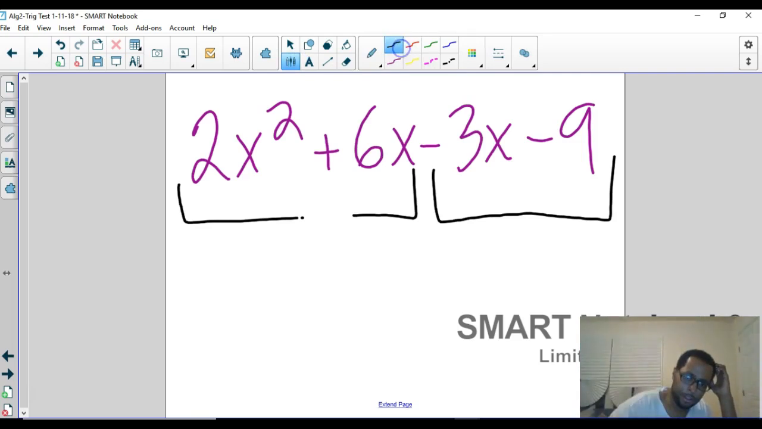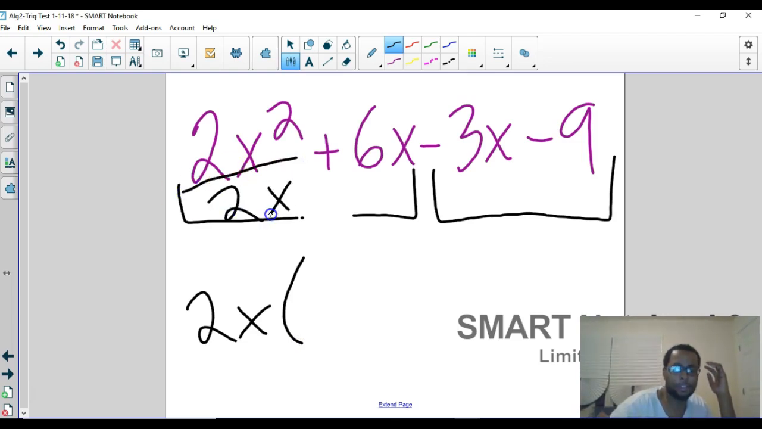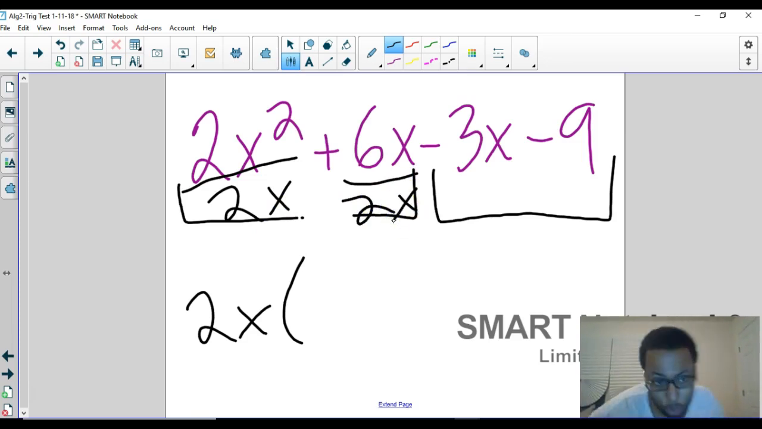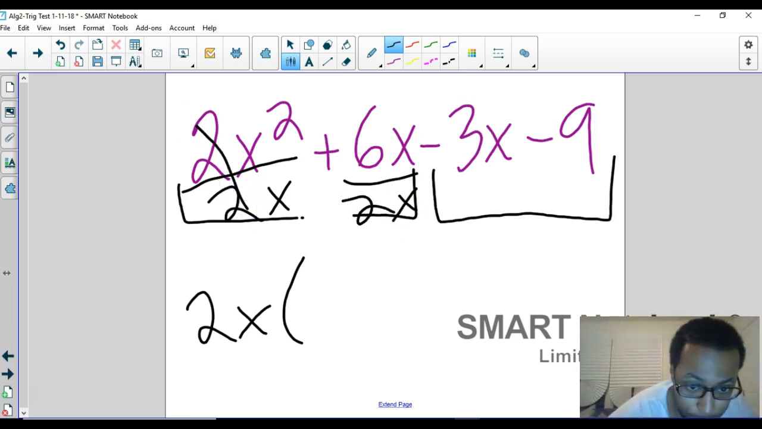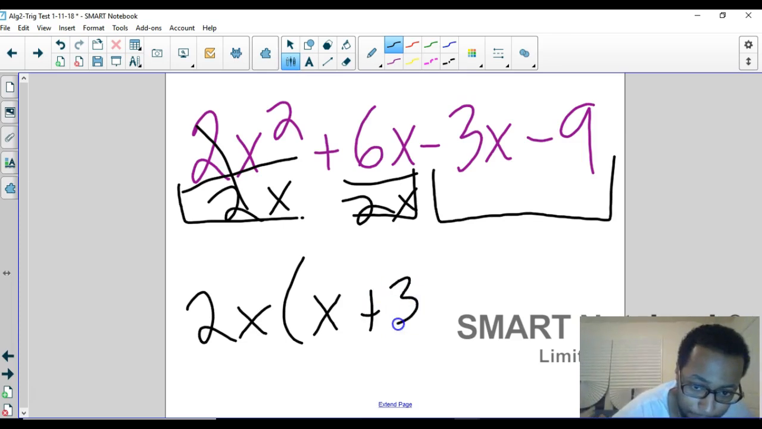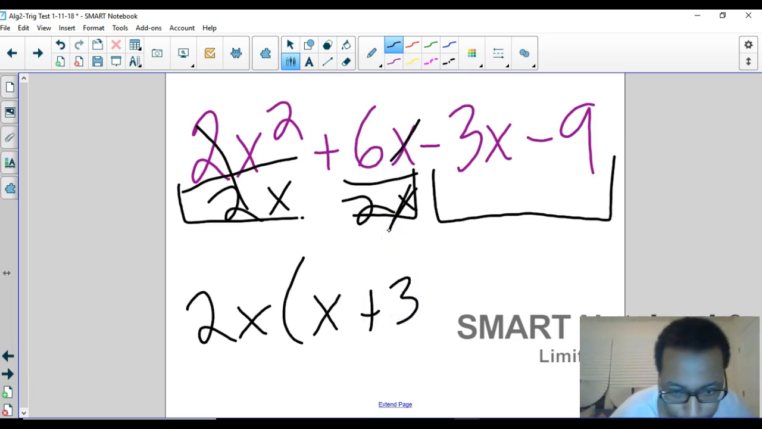Okay. So I have 2x, and I'm going to break it down. Now, some people don't know how to do this. You just divide that by 2x, and you divide that by 2x. And that's how you know what numbers come out. So the 2's cancel out. X squared divided by x is just simply going to be x. 6 divided by 2 is positive 3. And x divided by x cancels out. Okay? So I know my first one is going to be 2x, x plus 3.